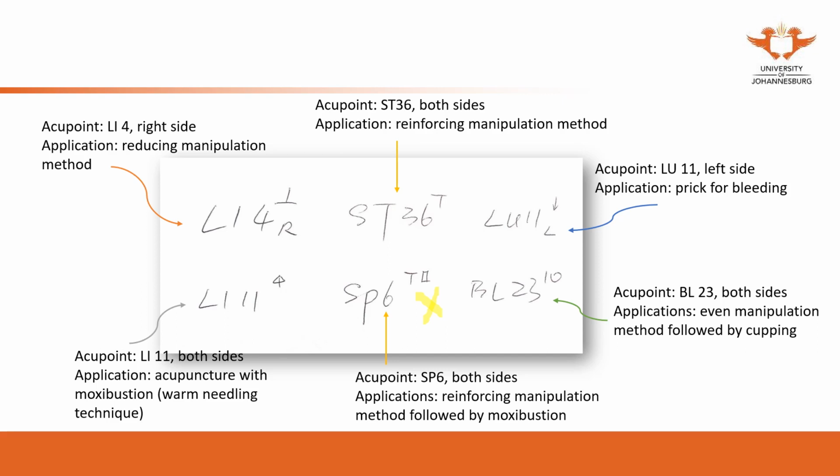This is just an example of a prescription, so I wrote it randomly. Normally in one treatment, we will not apply so many different kinds of technique, reducing, reinforcing, prick for bleeding, warm needling, moxibustion, cupping. It's just too complicated. So during one session of treatment, try to use fewer points, the better. If you can use 1 point, don't use 2. If you can use 2, don't use 3.